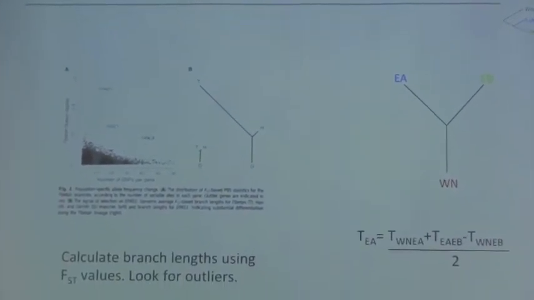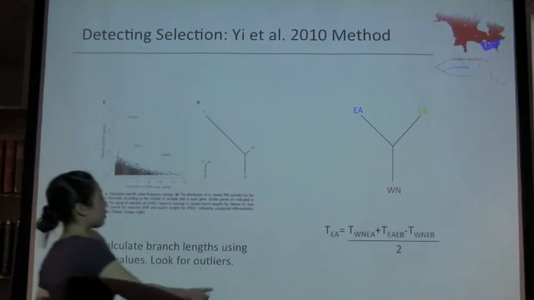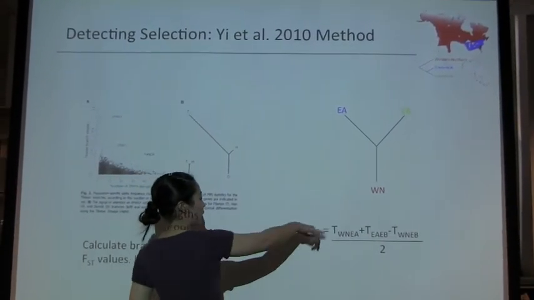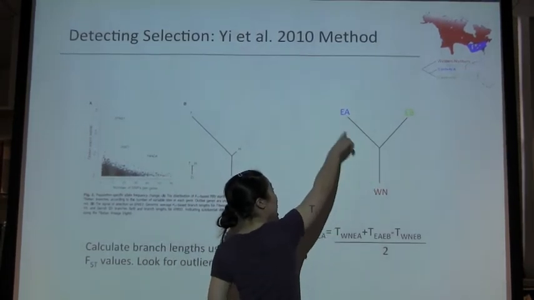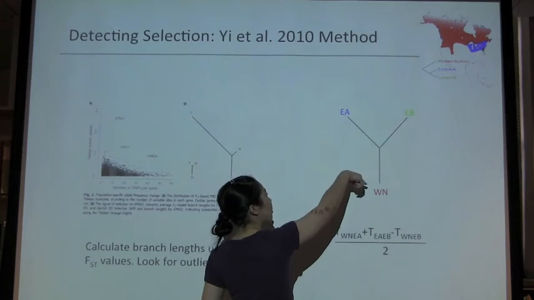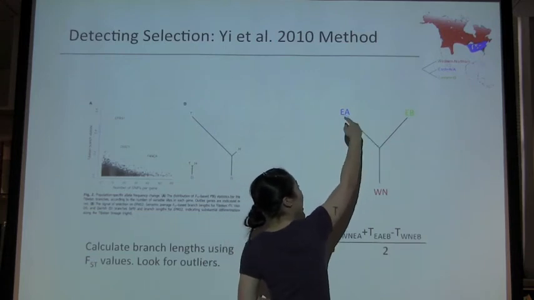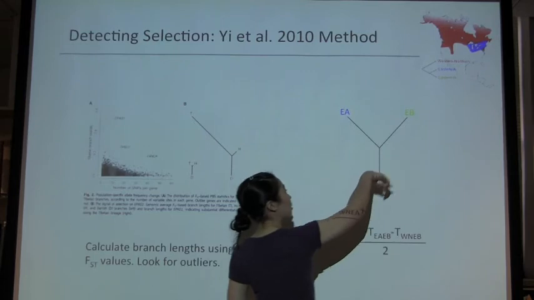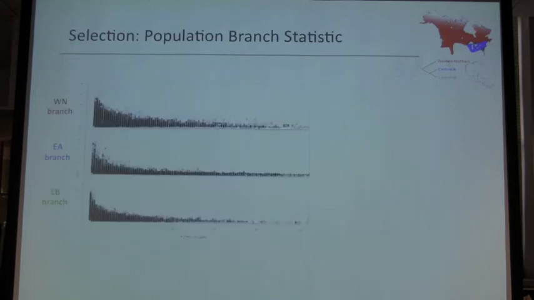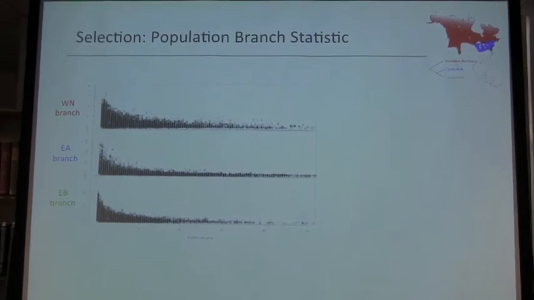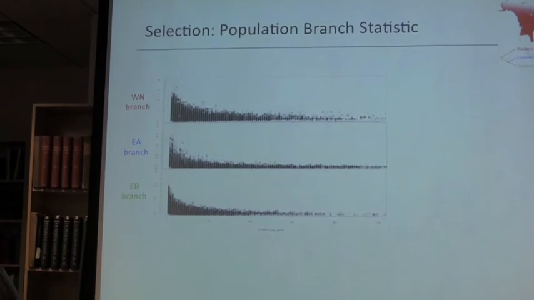So to calculate a population branch statistic for the eastern group, you would calculate the branch length from eastern A to western northern, calculate the branch length from eastern A to eastern B, subtract out the western northern to eastern B branch, and divide by 2, and then you're left with the eastern A branch length. You can do this for all of the different semi-species, and then you plot the branch lengths for each of the semi-species. Each plot is for a different semi-species.